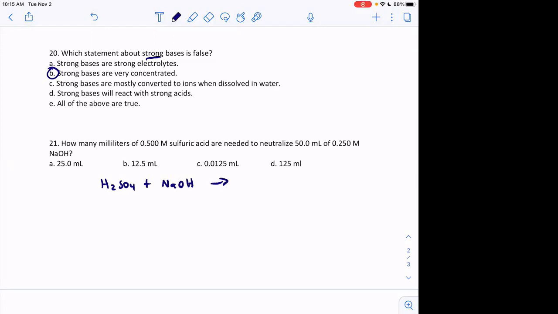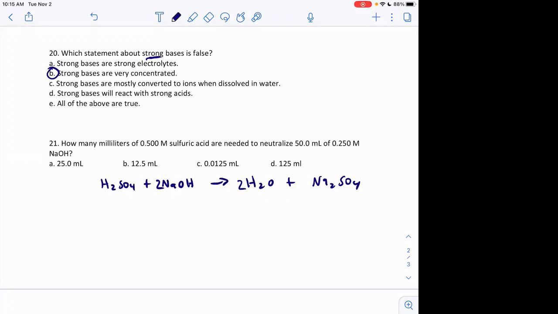What are my products? Water and salt. Just swap partners, make a water and a salt. The salt, just swapping partners, will be sodium sulfate. We need a 2 there because sulfate's minus 2. And we'll need the 2 here. And we need the 2 waters, right? Is that balanced? Yeah. 4 hydrogens, 4 hydrogens. Yeah, we're good there. So now we're balanced.